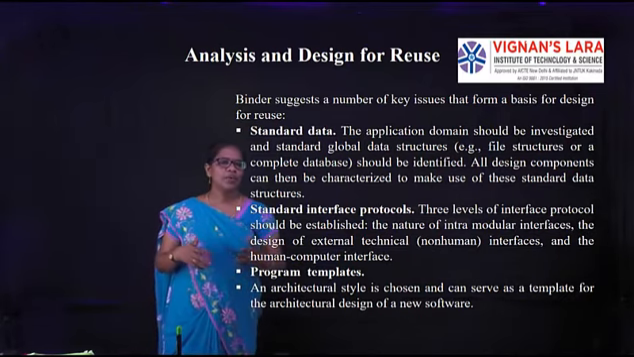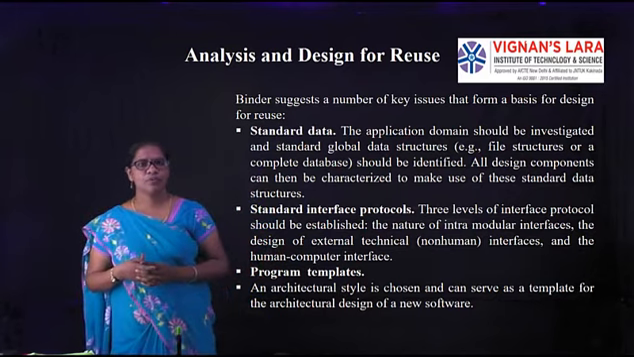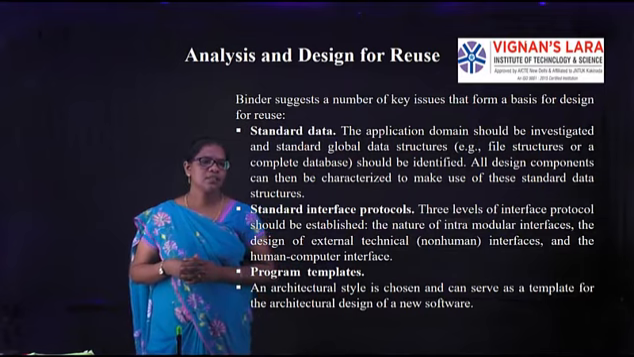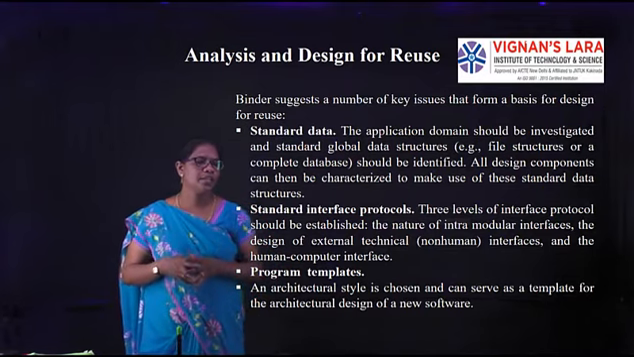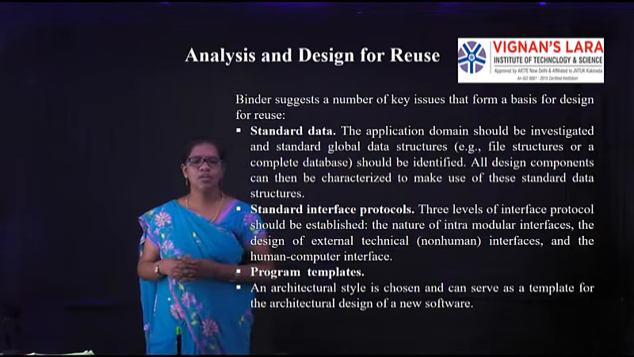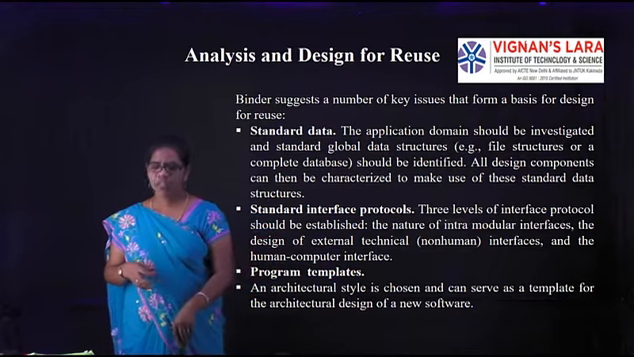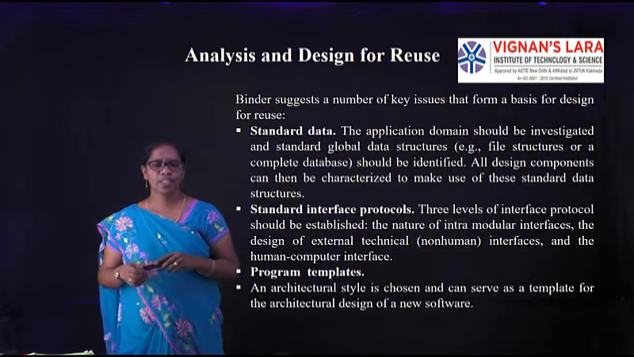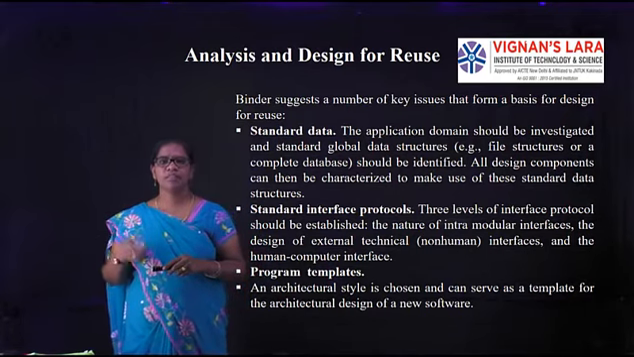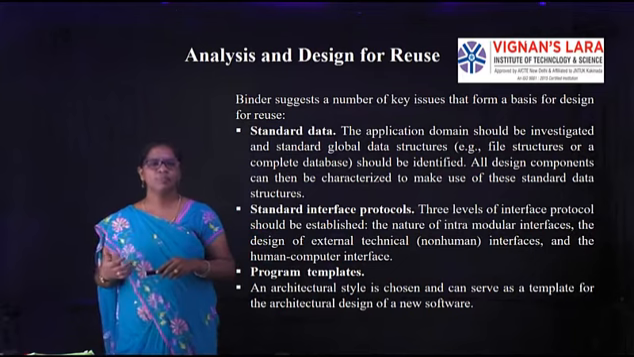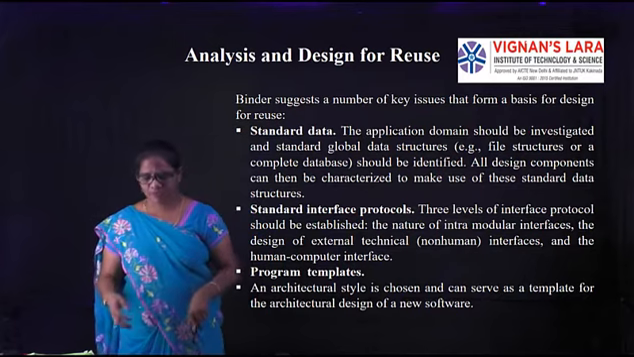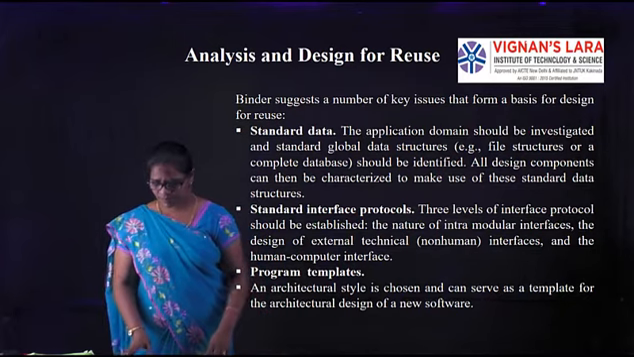The next one is program templates. What type of templates have we used? And next, architectural style. An architectural style is chosen and can serve as a template for the architectural design of the new software. Whatever design we follow, first we have to take the architecture. Whatever program templates have been used, we can also reuse by making some more changes, and by choosing some more changes we can go for new software with different architecture styles.